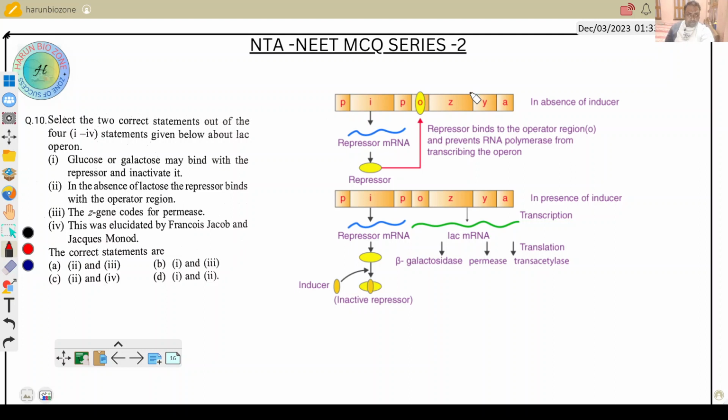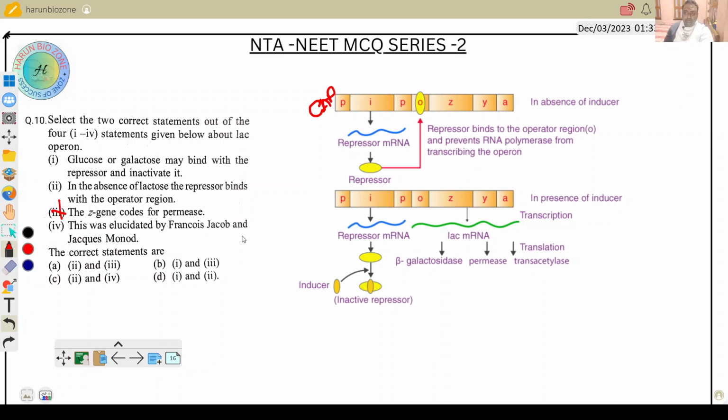So this is operon. The ZYA is structural gene, and here O for operator region, P for promoter region, I for inhibitor or repressor protein, and P for catabolic activator protein. P for CAP. P here represents CAP, catabolic activator protein that stimulates the transcription process. So first Z means beta galactosidase enzyme, Y means permease, and A means transacetylase. So here the option, the Z gene codes for permease, is not correct, as Z gene codes for beta galactosidase. So here 3 is not correct.